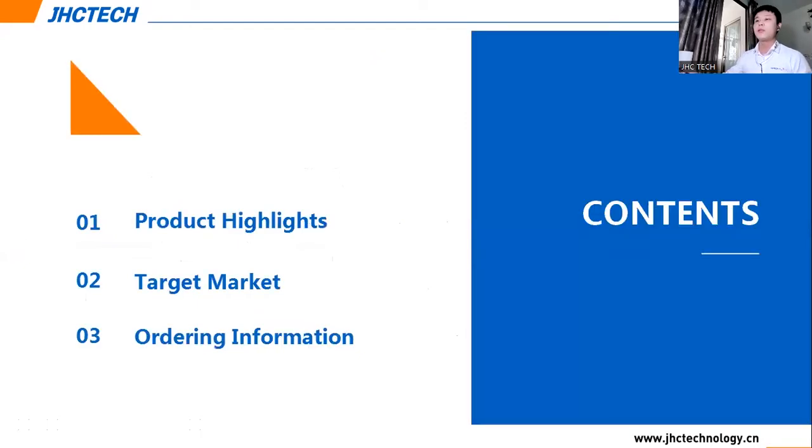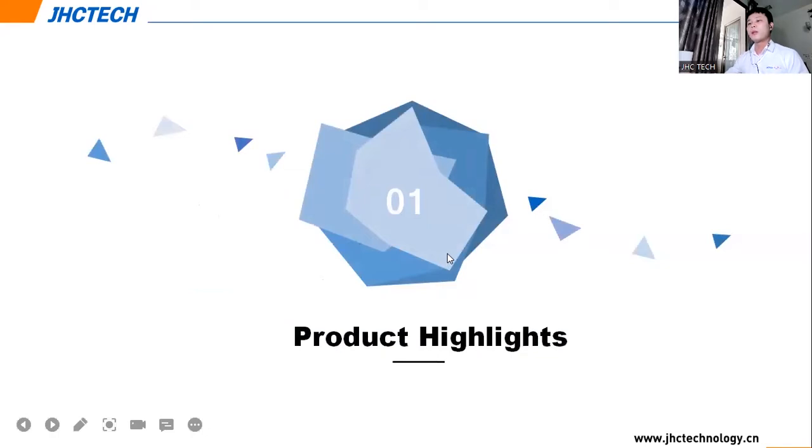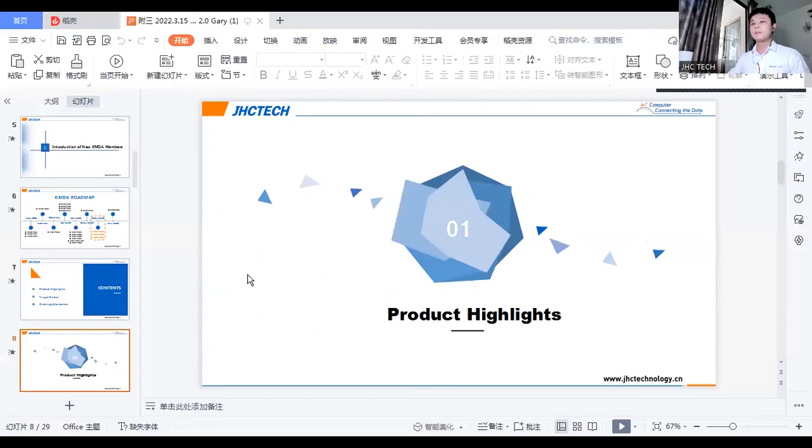I will mainly introduce from these three aspects. The first one is the product highlights, which I think is the most interesting. The second part is the target market. And the third one is the order information. So let's start with the first part, product highlights. Before I introduce the product highlights, I will show you a video about our new KMDA members.